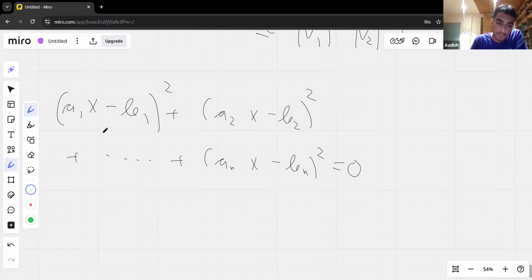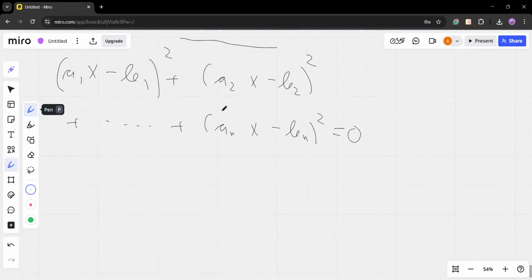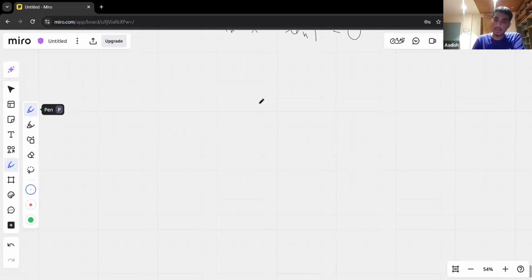Okay, so this is a quadratic equation. Now this is a sum of squares, so it can never be negative, right? This quadratic equation can never be negative. So that means its discriminant has to be less than or equal to 0. So what is its discriminant?